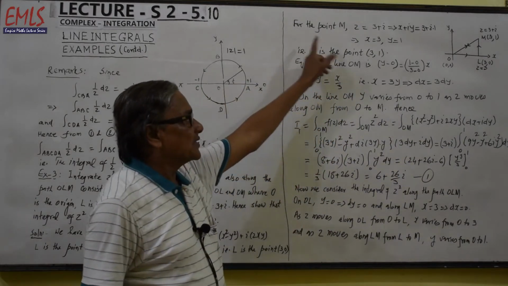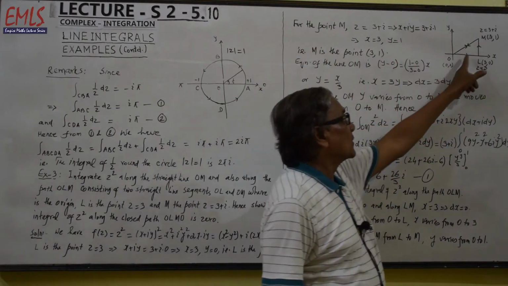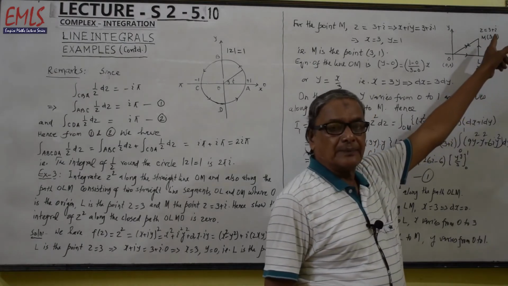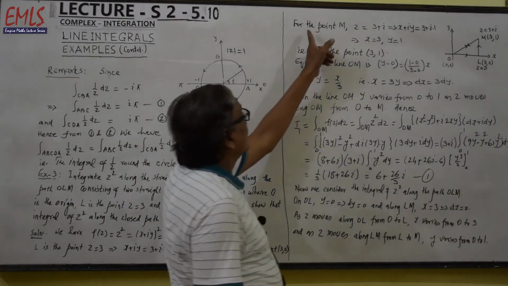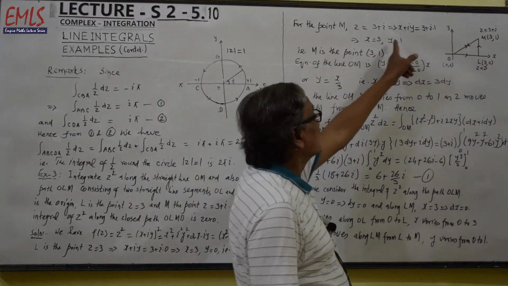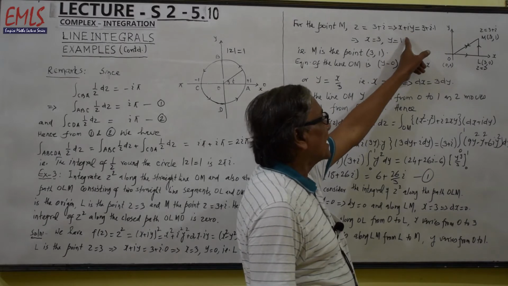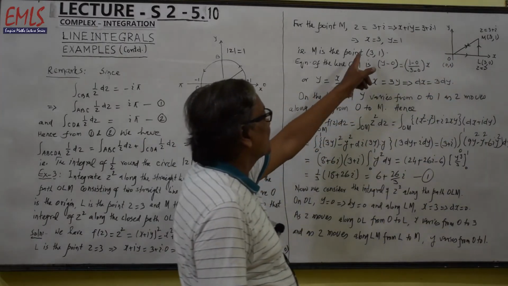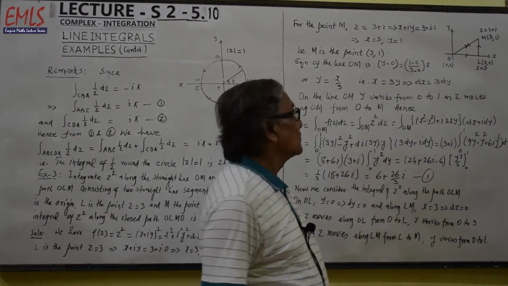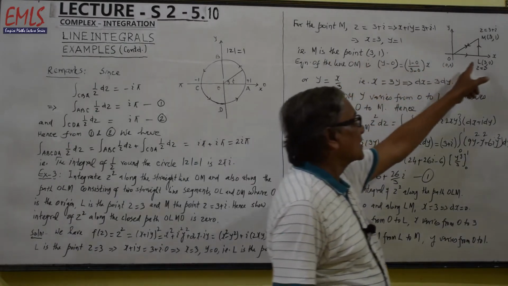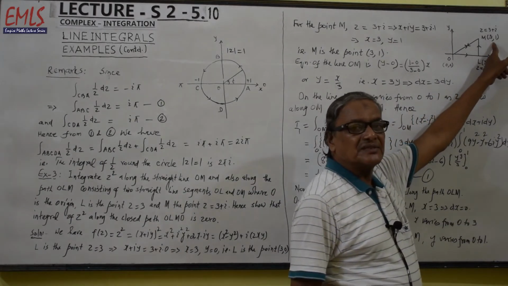For the point M, this is the diagram. This is the line segment OM, and this is OLM. For the point M, z is equal to 3 plus i. This implies x plus iy equal to 3 plus i. Equating real and imaginary parts, we get x equal to 3, y equal to 1. That is, M is the point (3, 1), the Cartesian coordinate of M.